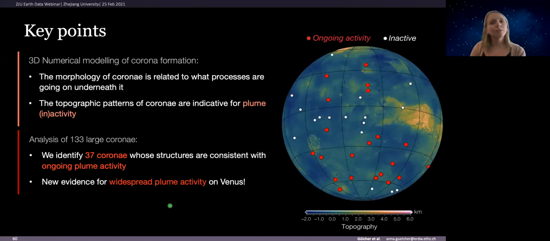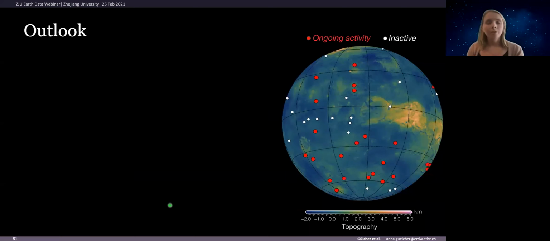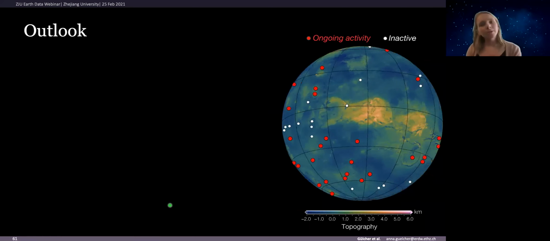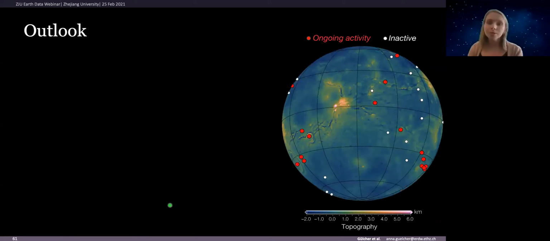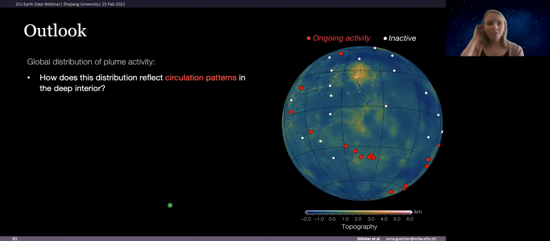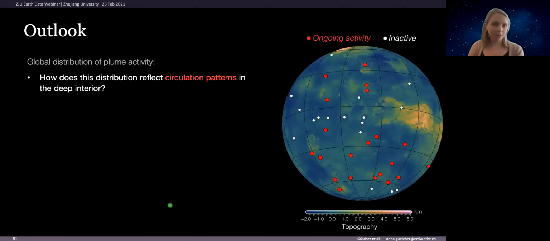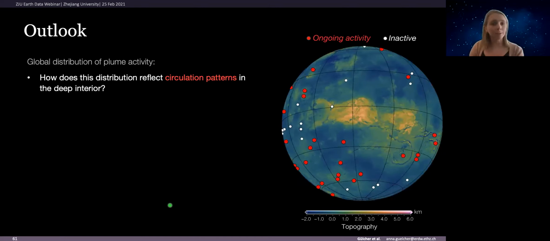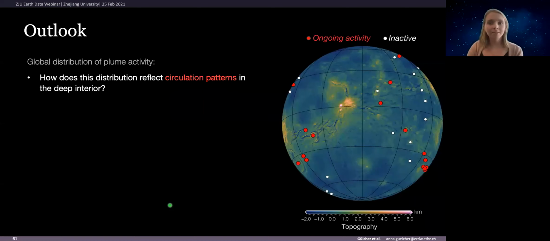So what to go forward with this? In my point of view, future studies should explore how this global distribution of upwelling mantle plumes reflects the circulation pattern of the deep interior. I'm really interested in this aspect also because I'm currently working on mantle convection inside planets.